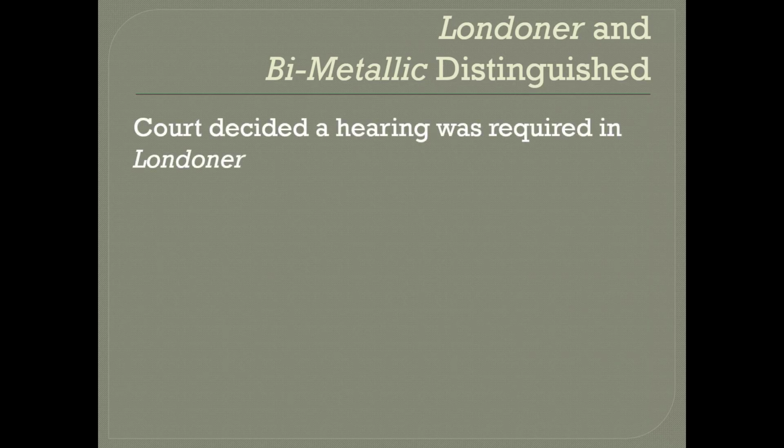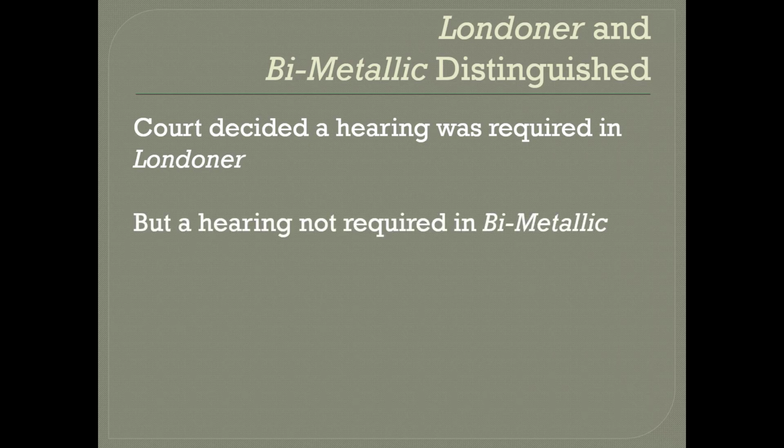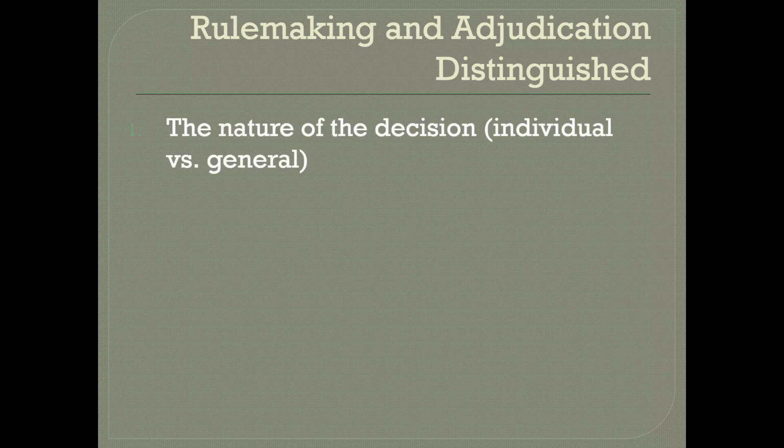The answer is that the court decided that a hearing was required in the first of those two cases, the Londoner case, but that a hearing was not required in the Bimetallic case, the second case. And why is that? Well, in doing so, the court distinguished between the concepts of rulemaking and adjudication. What's the difference between rulemaking and adjudication? When you think about adjudication, it's usually two parties battling it out in court. Rulemaking is the legislature making general rules for society in general.